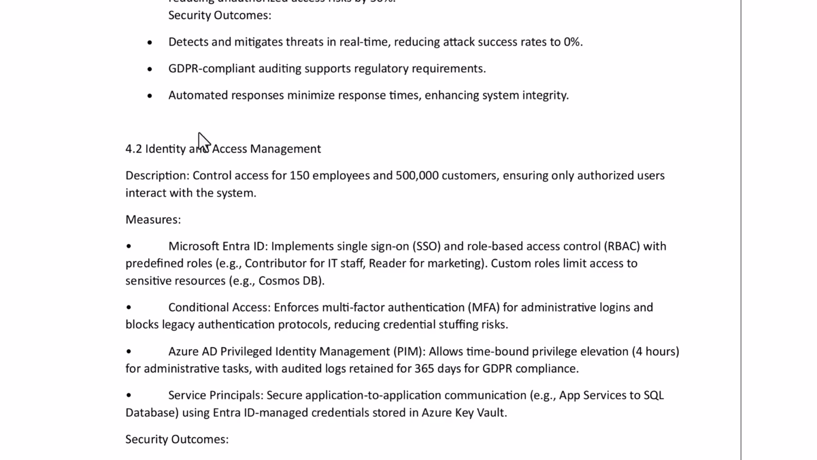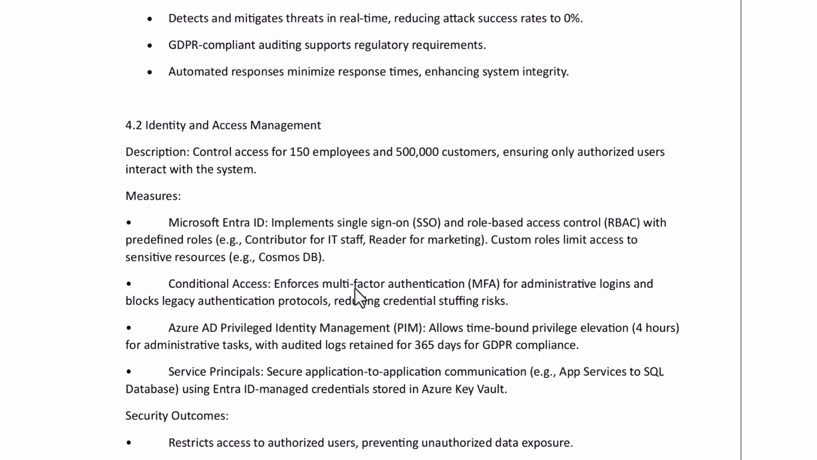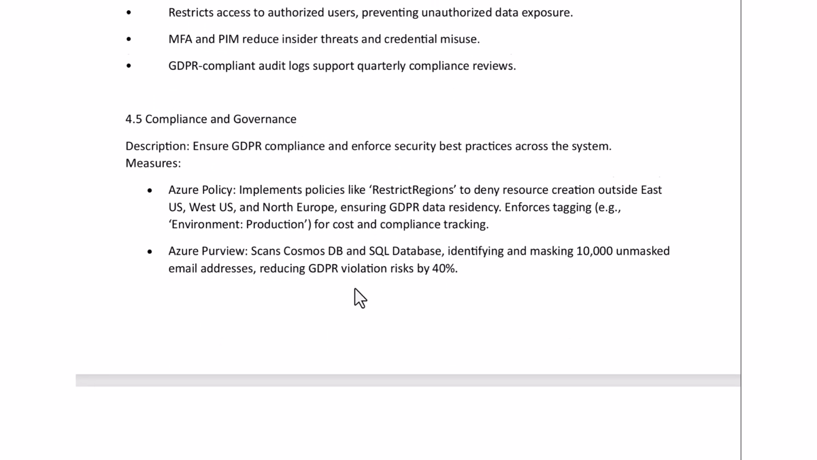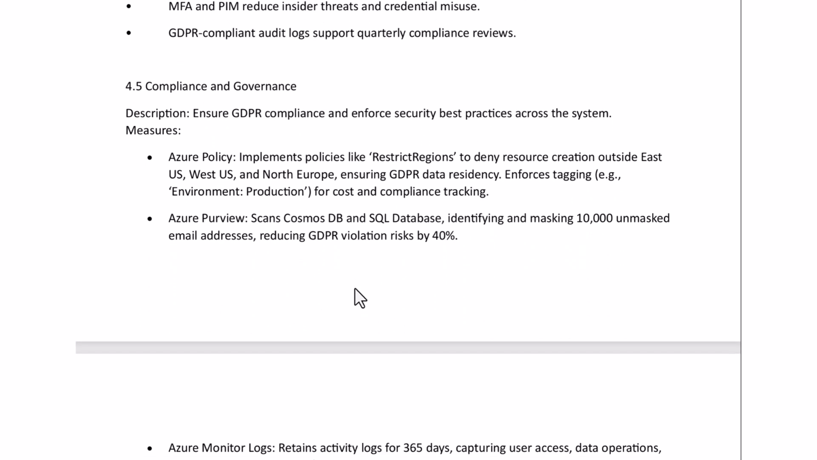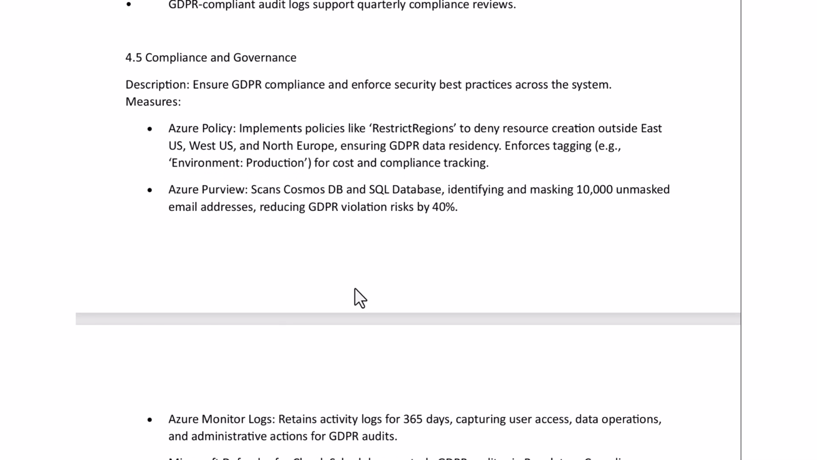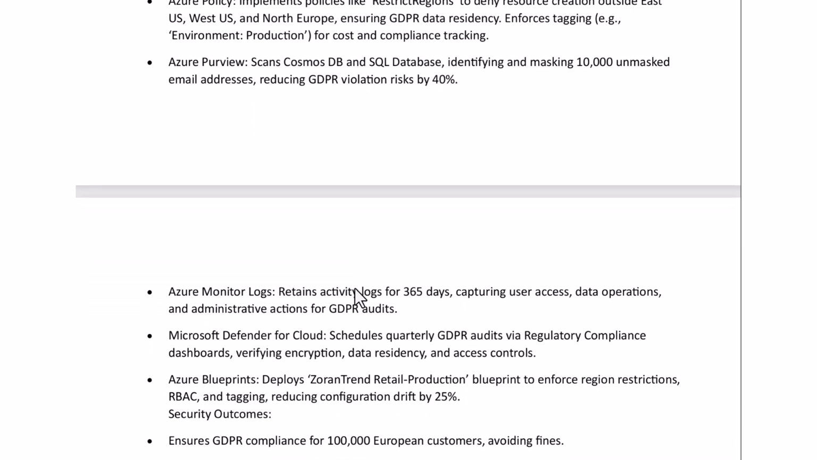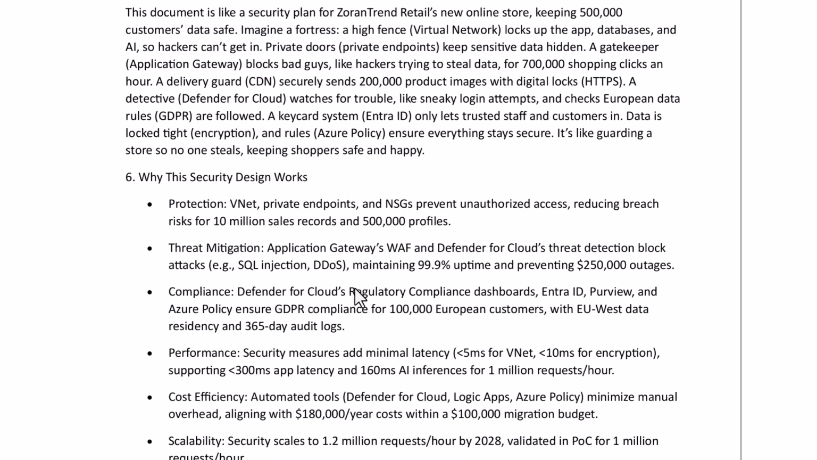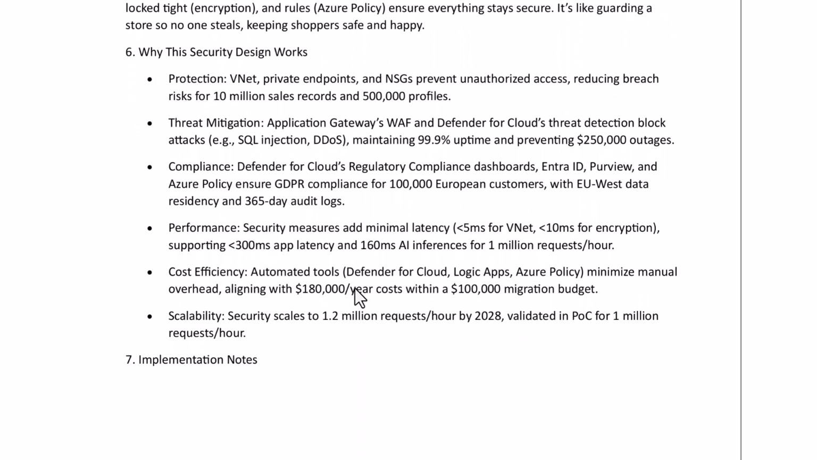Microsoft Entra ID manages single sign-on for 150 employees and 500,000 customers with role-based access, such as contributor roles for IT staff. Azure Policy enforces encryption and tagging to comply with GDPR, using TLS 1.3 and AES 256, with Defender for Cloud flagging unencrypted connections. This safeguards data, prevents breaches, and ensures compliance for European customers.